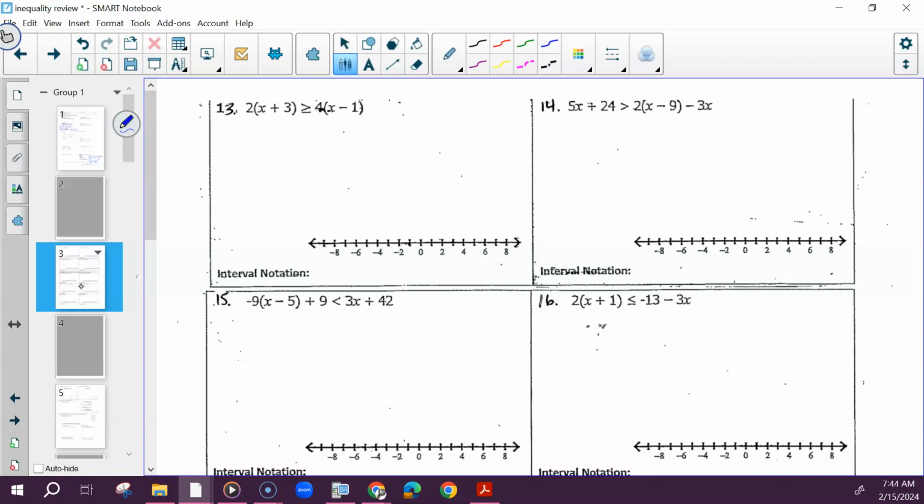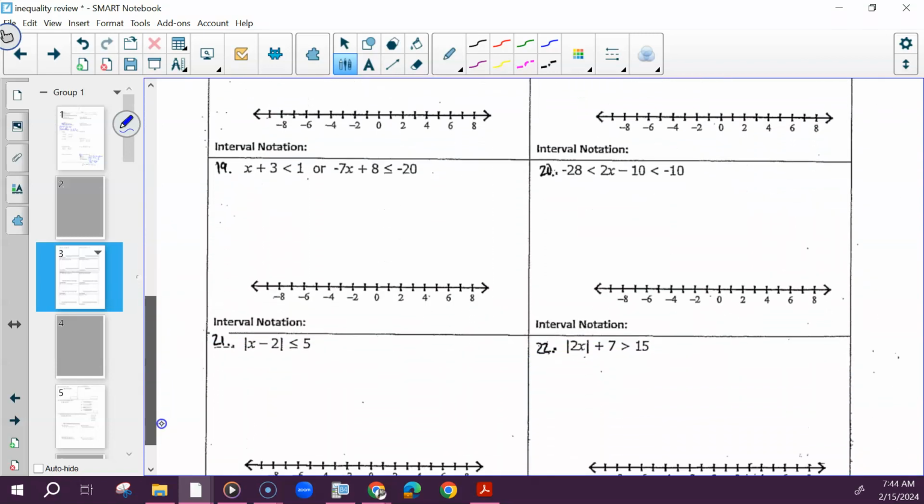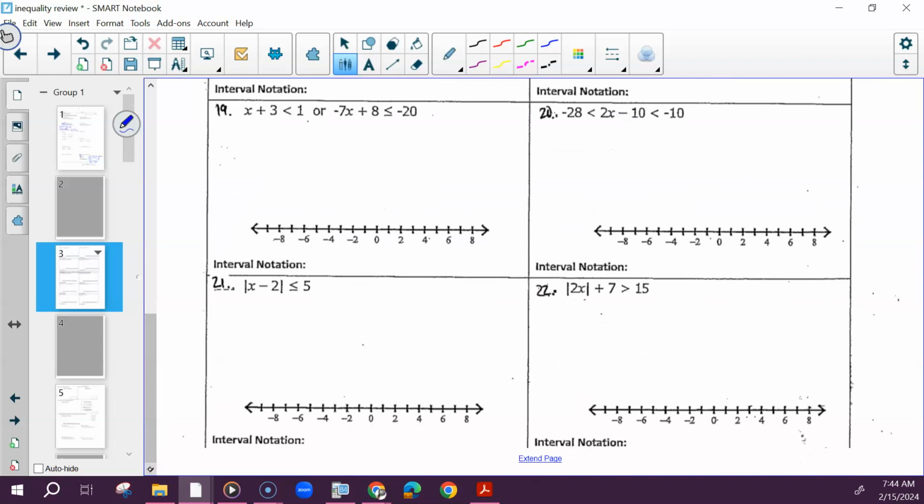I did actually number these pages, but some of the numbers are hard to see. But for this page, number 2, questions on this page? We do have some compound and absolute value at the bottom. Do we have questions about any of those before we go on to page 3?